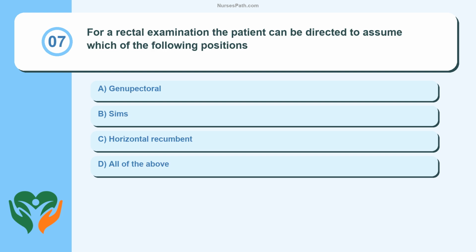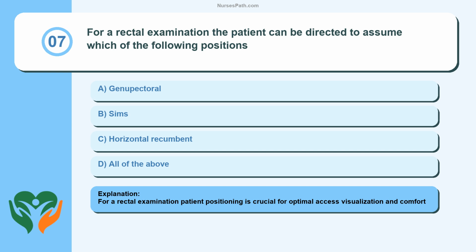Question 7. For a rectal examination, the patient can be directed to assume which of the following positions? Genupectoral. Sims. Horizontal recumbent. All of the above. For a rectal examination, patient positioning is crucial for optimal access, visualization and comfort.